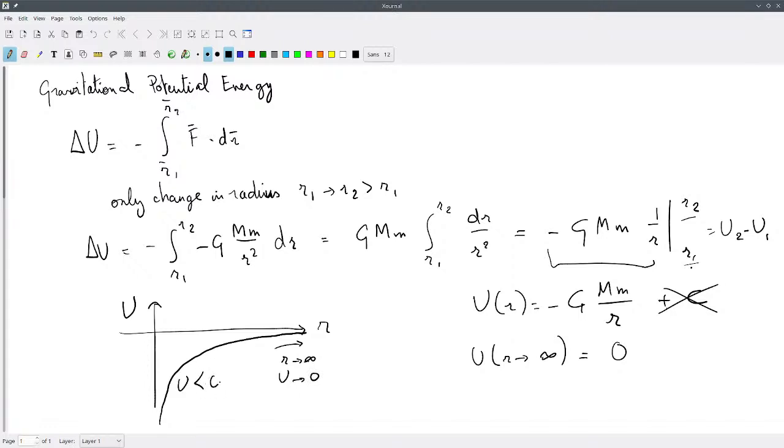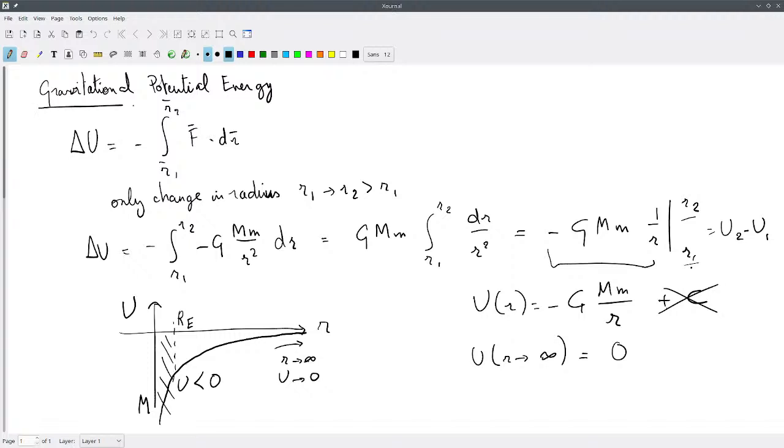Everywhere else, U is negative. And so the closer we get to the central mass, the lower the potential energy is. Of course, at some point there's going to be a radius of the Earth, for example, and we're not going to be able to reach those parts of the potential energy space. But now we're going to be thinking of this potential energy as being negative. There really is no difference. It's just a better way to describe this kind of force.